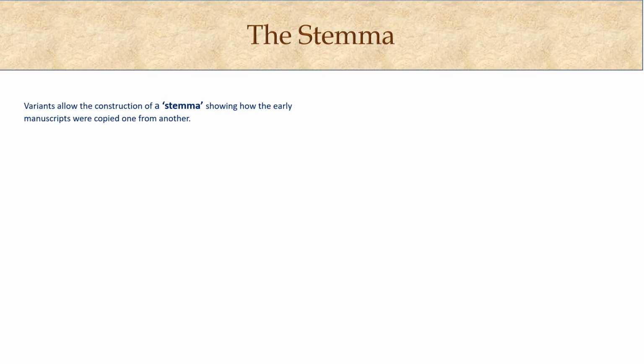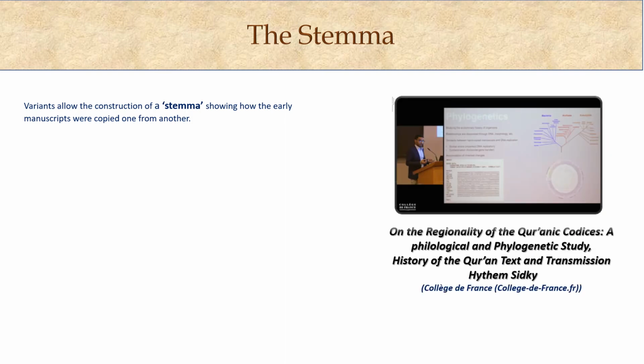Well, these variants show the great consistency in the Qur'an manuscripts. They also allow the construction of a stemma, showing how early manuscripts were copied one from another. For these purposes, I strongly recommend watching another video. It's called On the Regionality of the Quranic Codices, a philological and phylogenetic study, the history of the Quran text and transmission by Haytham Sidky. And this was posted first on the Collège de France website, but I believe it is now available on YouTube as well.